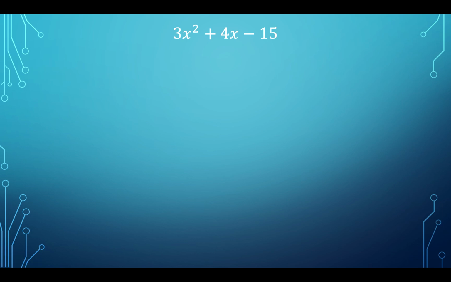Whenever there's a subtraction sign in front of the number, we can say that the number is negative. So the first thing we're going to do is take c, which I've circled here, and multiply it by a, which is 3. So we multiply 3 times negative 15, and we get negative 45. Now we have to find factors of negative 45 that add up to positive 4.